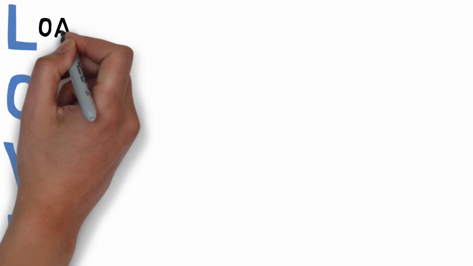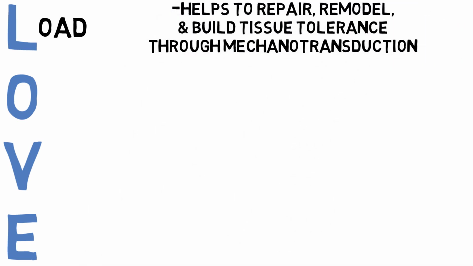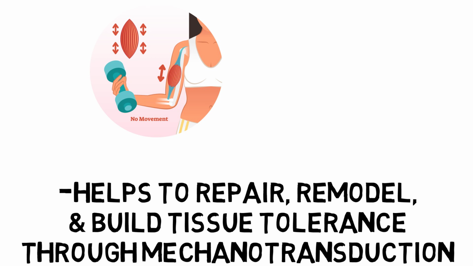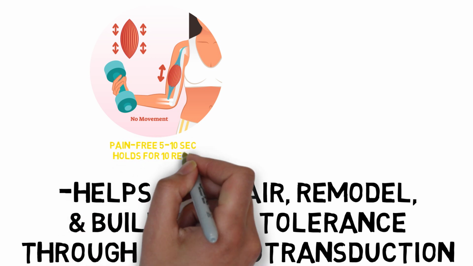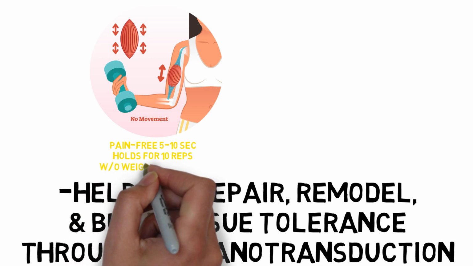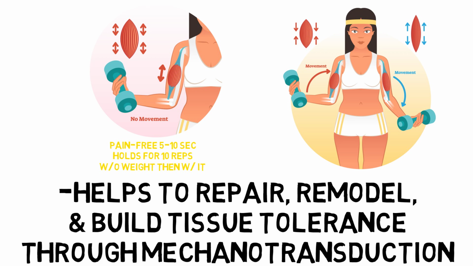The L refers to load. For muscle strains, getting the right load amount helps to repair, remodel, and build tissue tolerance through mechanotransduction. Starting off, you want to do isometric exercise for the muscle concerned that involves pain-free 5 to 10 second holds for 10 repetitions, repeated 2 or 3 times daily. This can be done without weight in the beginning and then, when appropriate, with resistance. Then, when that can be done painlessly, one can move on to loaded isotonic exercise.